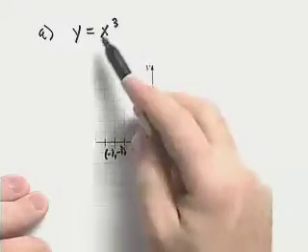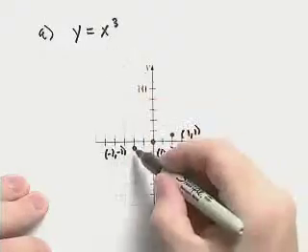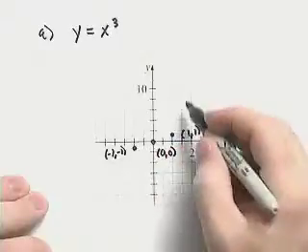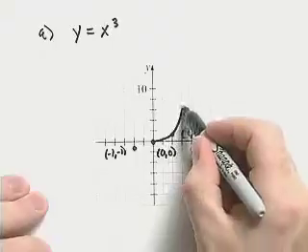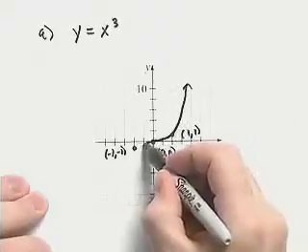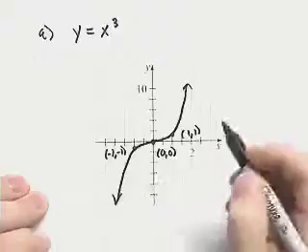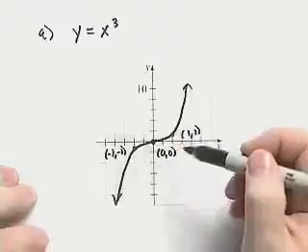Now, knowing that this x cubed function has the basic shape of that function, the left side will go down, the right side will go up. And so we'll get a rough graph. Looks something like this. And so there's the graph of our base function, x cubed.